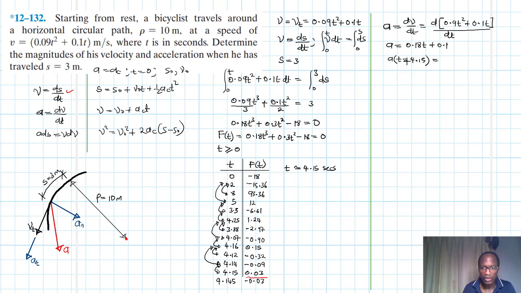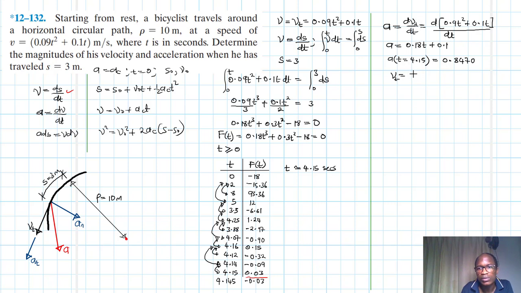Okay, and then a_t at t equal to 4.15, and we get 0.18 times 4.15 plus 0.1. So this just gives us 0.8470. Okay, 4.15 by 0.18 plus 0.1, 0.8470. Right, then we have our velocity, which is equal to v_t.